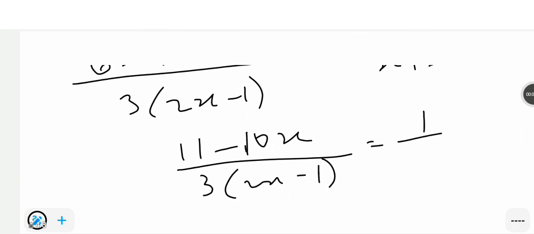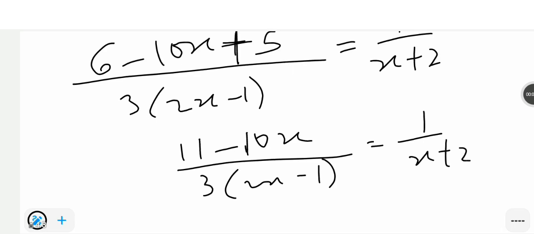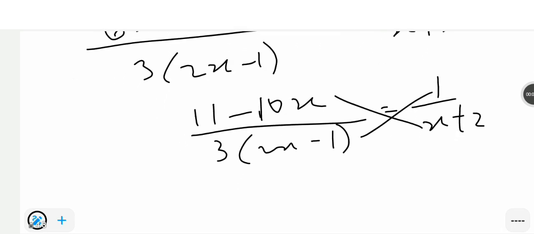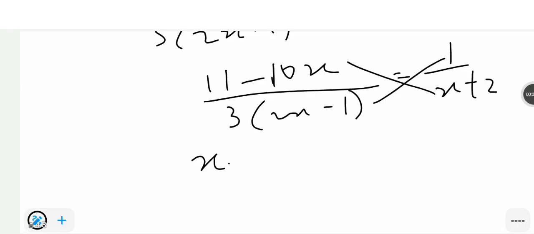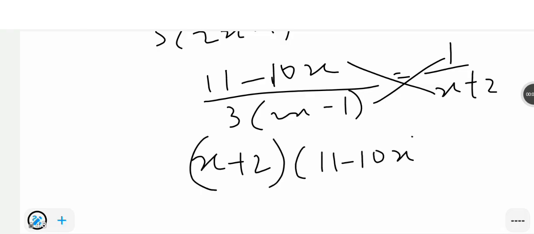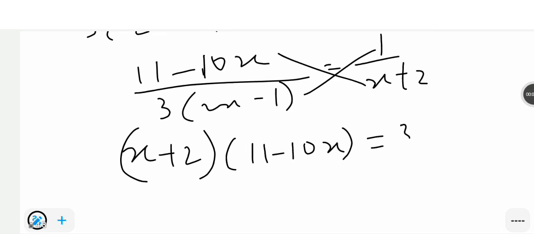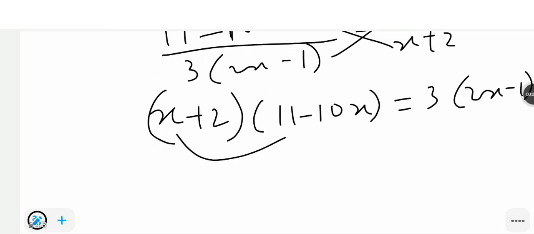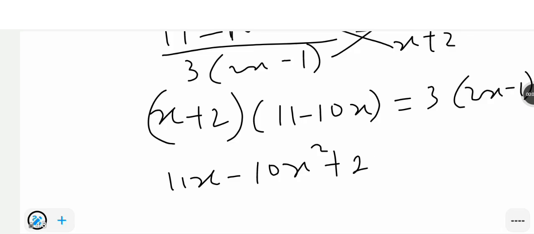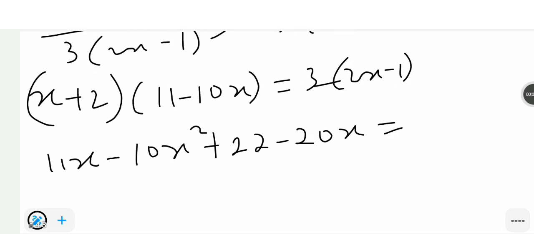1 over x plus 2. So you cannot cross multiply now. So you have x plus 2 times 11 minus 10x, equals 3 into 2x minus 1. So let's expand this real quick. 11x minus 10x squared plus 22 minus 20x. Expand this: 6x minus 3.